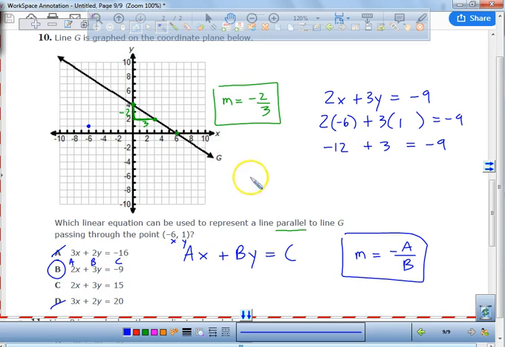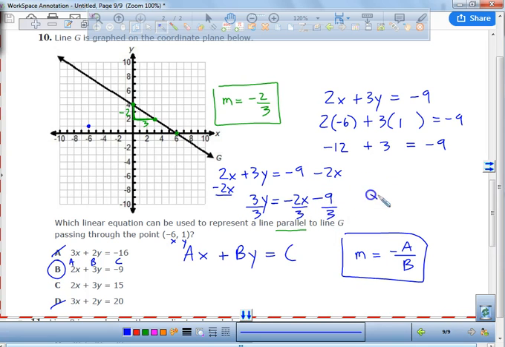What's the traditional way of doing it? What you just said, turning it into y equals mx plus b. So take away 2x from this side, take away 2x from this side. 3y equals negative 2x minus 9. And then divide everything by what?